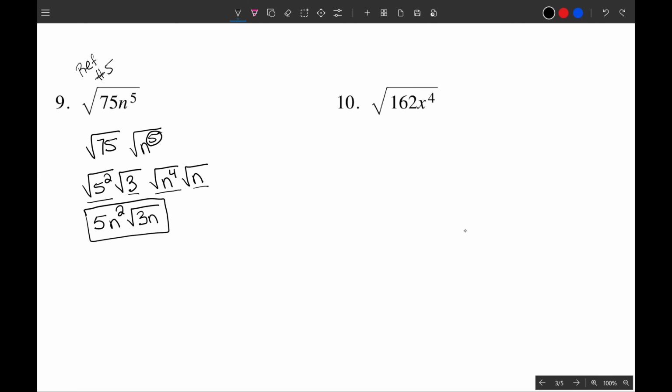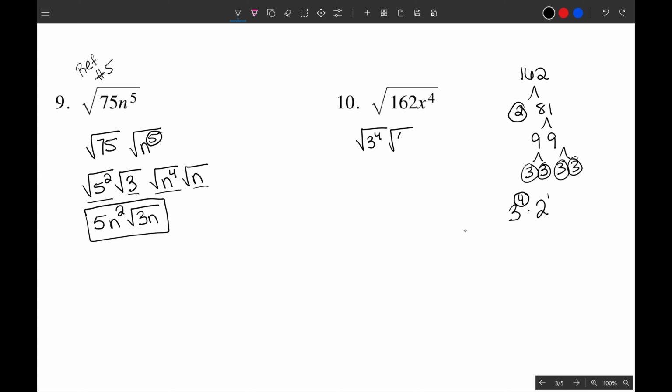All right, 162 is not a perfect square, so I am going to do a factor tree for that. So I know that 162 is 2 times 81. 81 is 9 times 9. 9 is 3 times 3. So I have 4 3s and a 2. This makes me have a perfect square, and this is my prime number. So I have the square root of 3 to the 4th times the square root of 2.